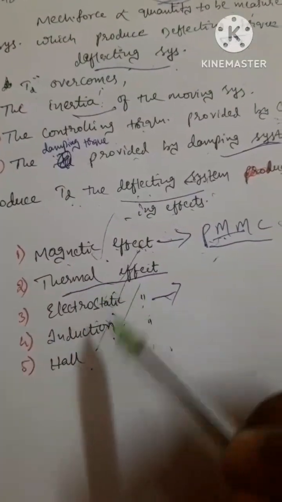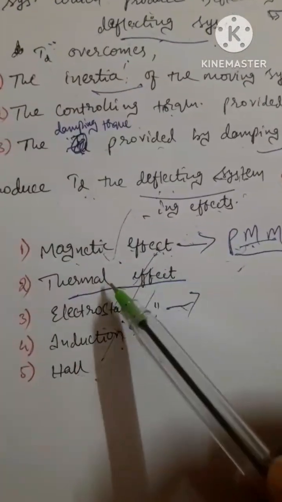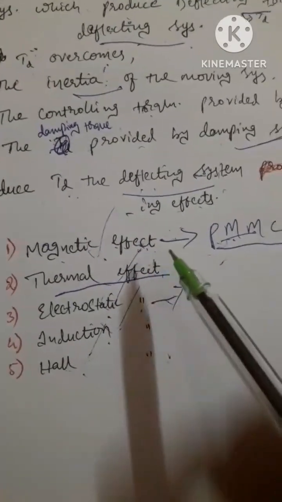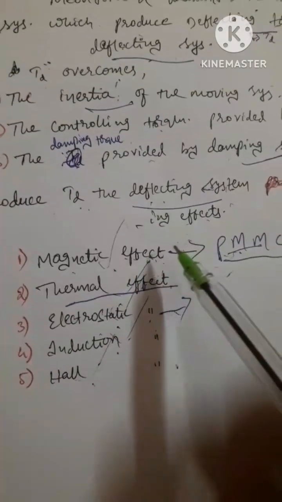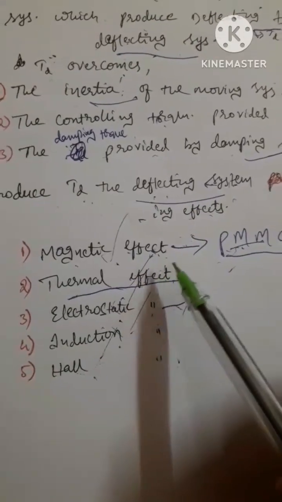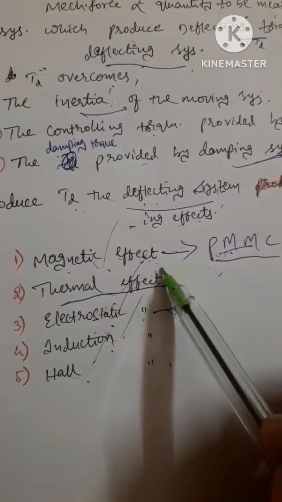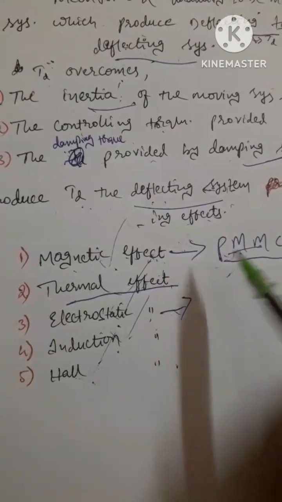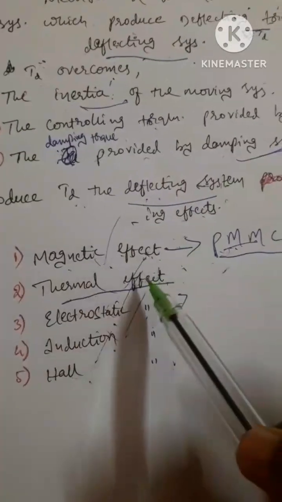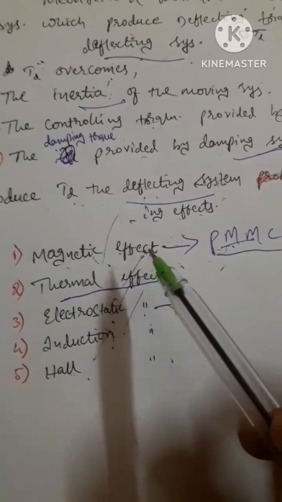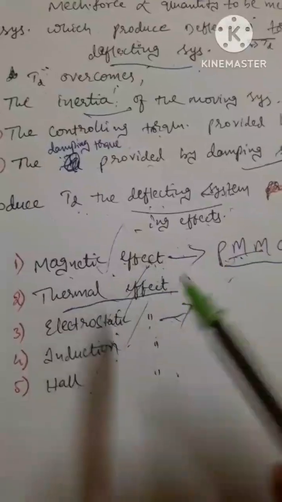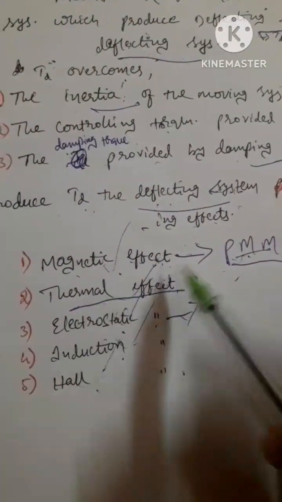So what is meant by thermal effect? Thermal effect means the current passed through a small element heats it up, causing a rise in temperature. When the temperature is raised, it is converted to an EMF by a thermocouple attached to it. This is known as the thermal effect. A thermocouple means the flow of current through a closed circuit. So this is about the thermal effect.